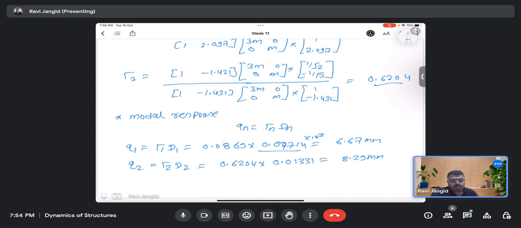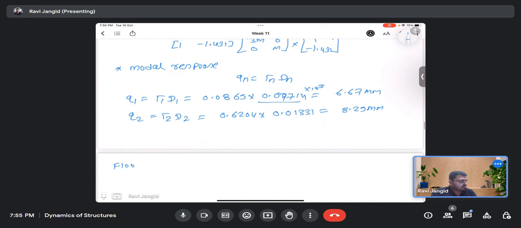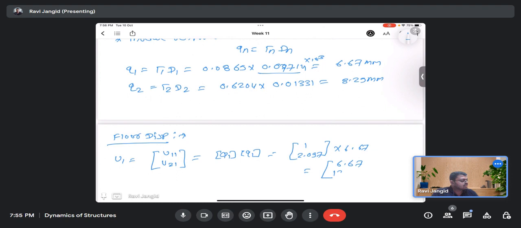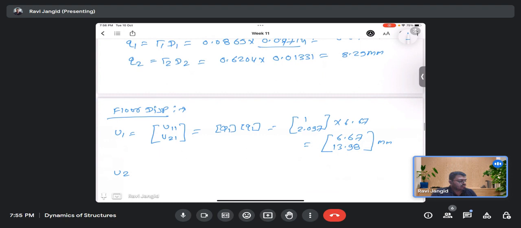Okay, so now you can calculate the floor displacement. Floor displacement U11, U21 would be Y1, Q1. So that is 12.097 times 6.67. That comes out to be 13.98 mm.